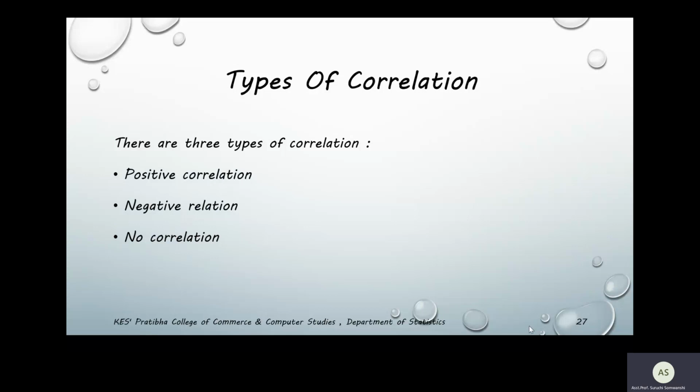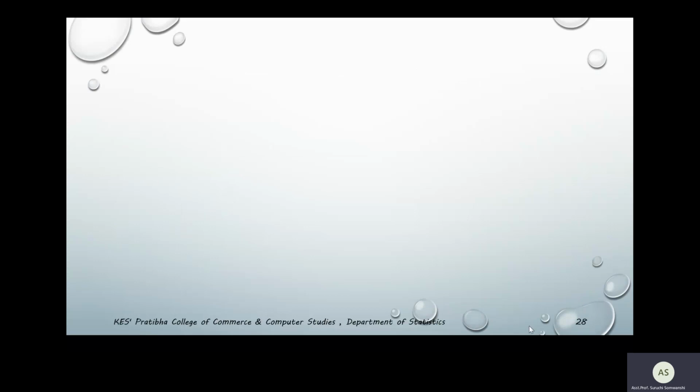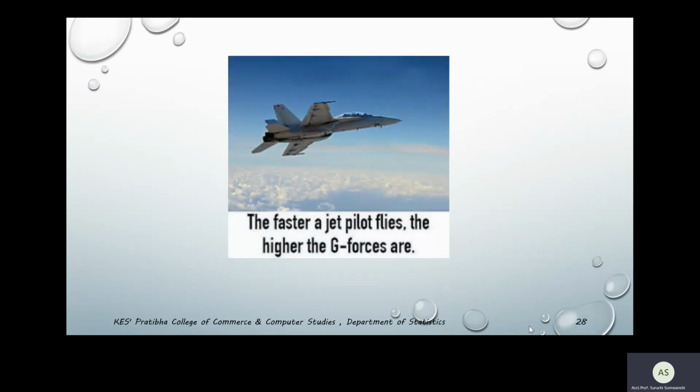We may face a situation where we see an example like this: the faster a jet pilot flies, the higher the G forces are. Here we are observing that we have two variables, that is the speed of the jet and the G forces.